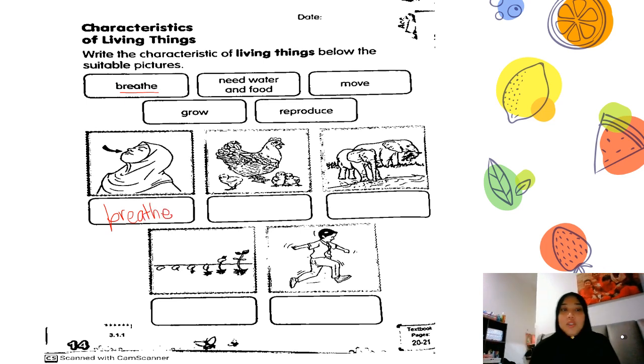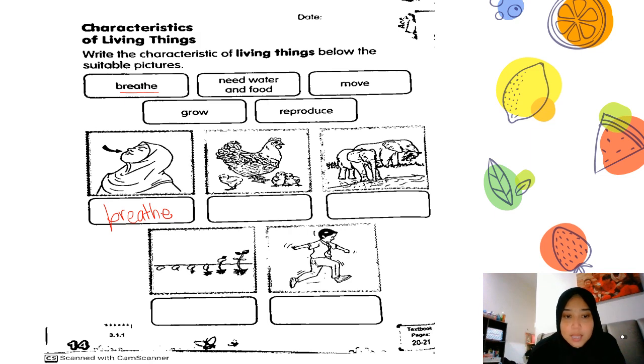Okay. Now I have the first one been done for you, but you have to do it yourself. This is a very easy exercise. Let your parents guide you how to do it, but you must do it yourself. Don't forget to write your name on the top of the worksheet. Now let's take a look at the next one.